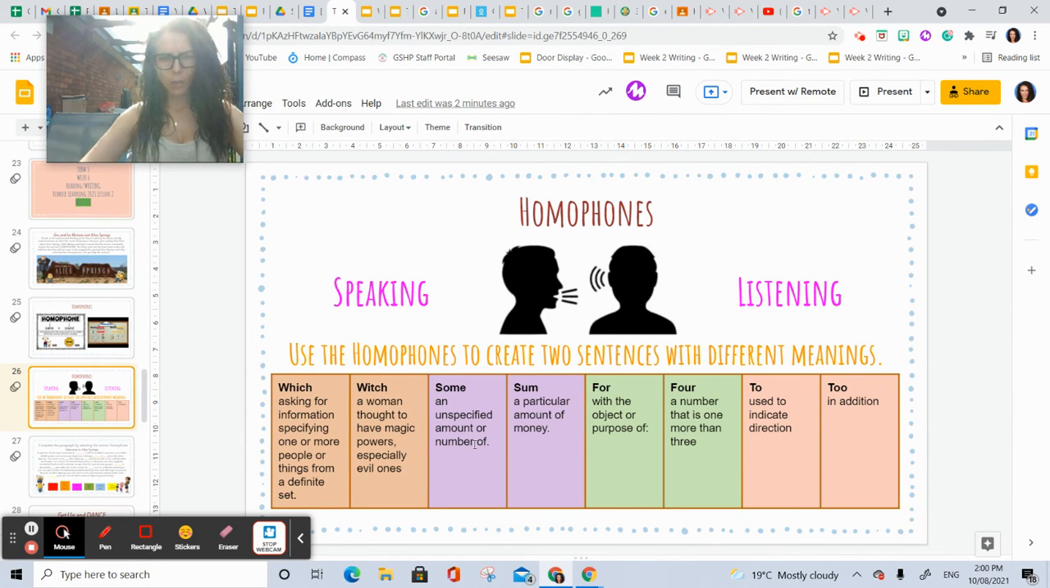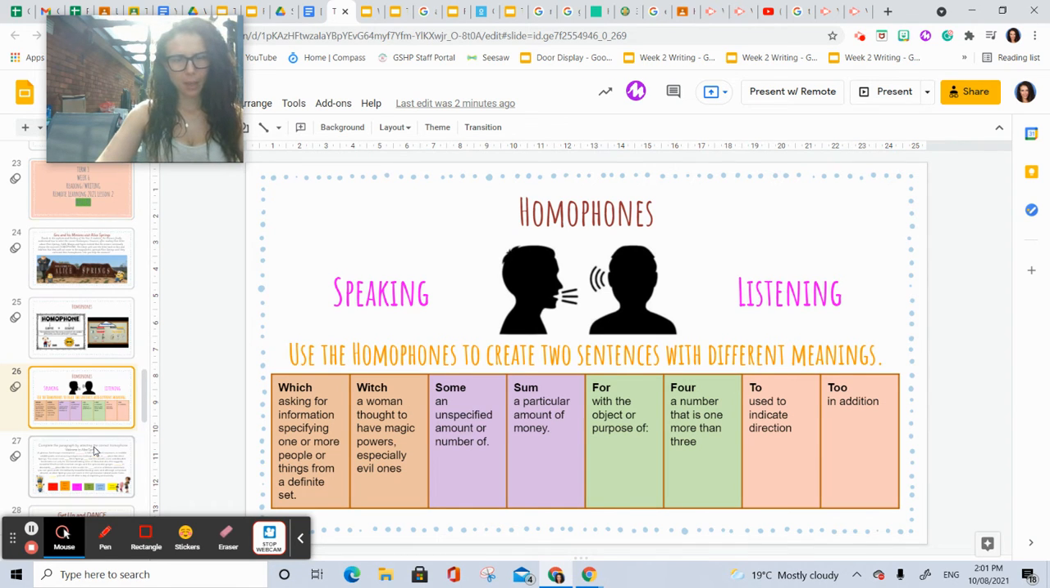SOME is when you don't have a specified amount. So can I have some chocolate, please? You didn't say the exact amount. And SUM is when you're putting two numbers together. So it's a calculation. FOR is with the object or purpose of. So for the reason that. FOUR is the number. TO is to indicate direction, and TOO means in addition, as well as.